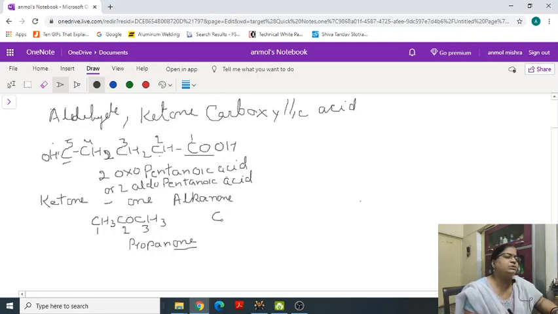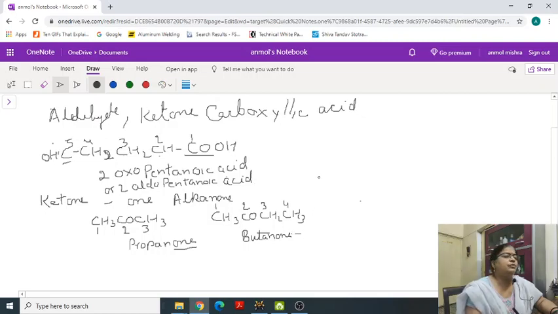If suppose the second compound is this, now here we should number from that side from where CO gets the lowest number. So numbering will be from this side. At the second position the CO group is there, so it will be called butanone-2.